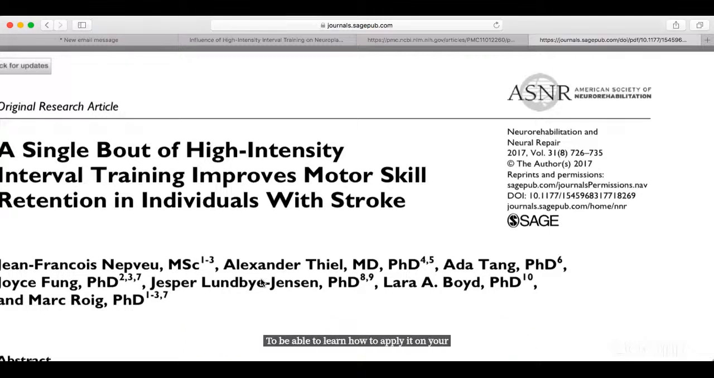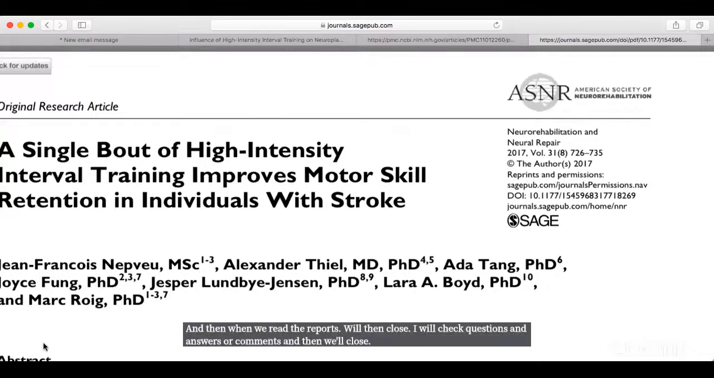So do that process. I will give between 5 to 10 minutes and then give a report. So I'll just be silent. The moment I see one report, I know we are done. And then when we read the reports, we'll close. I will take questions and answers or comments, and then we'll close. Thank you.